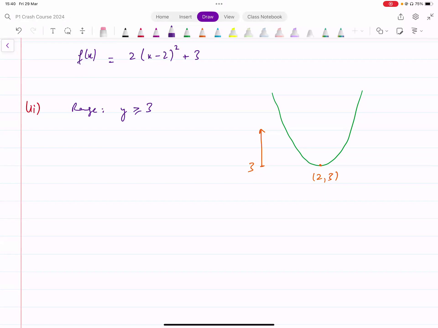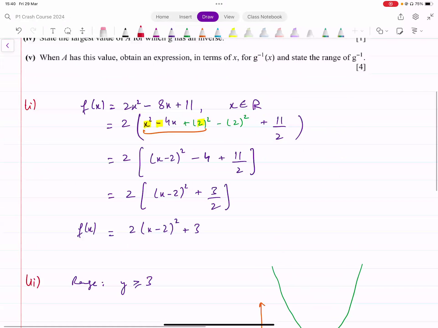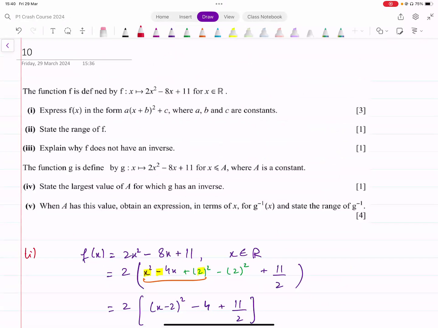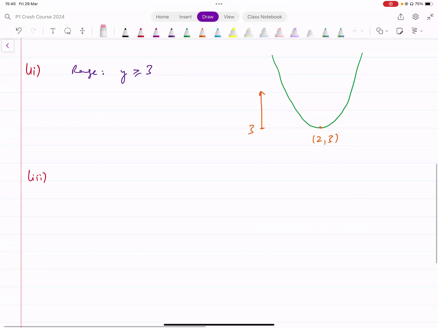Okay. All right, let's look at the next part now. Part 3. Explain why f does not have an inverse. Now it's a quadratic function, and they're saying all of this is valid because it says x could be any real number. Why does it not have an inverse? Because it's not a one-to-one function. That's all that you've got to write there.